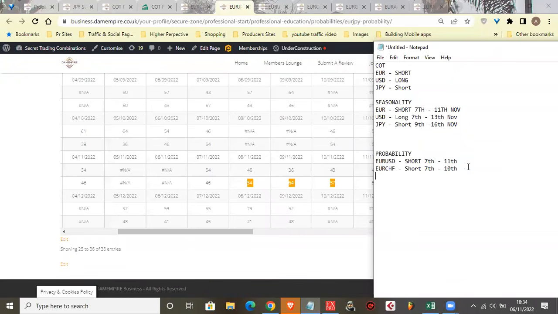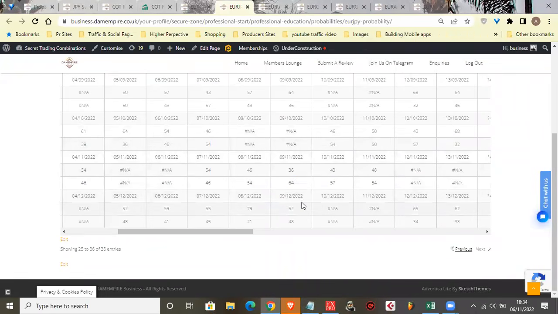But if not, over time, I've actually seen that once the move starts, it's going to go till it finishes. So just a little heads up. So Euro JPY, and then we're going to go short from the 8th till the 11th, right?